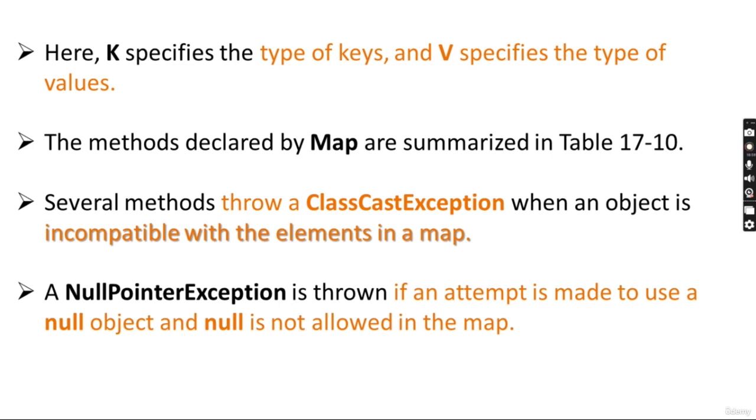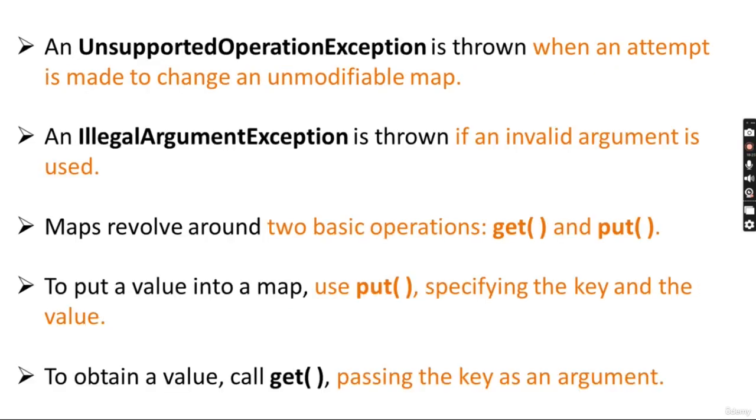Several methods throw a ClassCastException when an object is incompatible with the elements in a map. So when you are storing into the map and the object is not compatible with the elements, it will throw the ClassCastException, like we have seen in the collection. A NullPointerException is thrown if an attempt is made to use a null object and null is not allowed. An UnsupportedOperationException is thrown when an attempt is made to change an unmodifiable map. An IllegalArgumentException is thrown if an invalid argument is used.